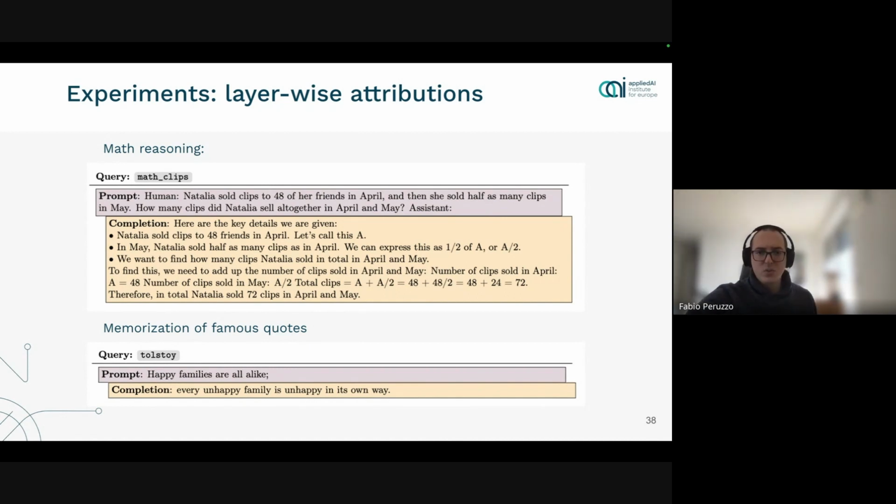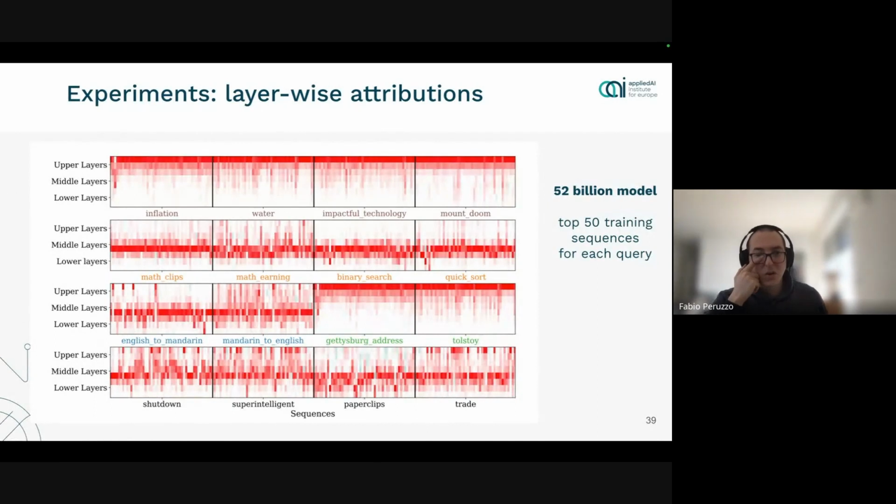What happens to the distribution of influences across the layers of the model? So what do we have here? Each single box is a different query. So we find inflation here, water, Mount Doom, then we have Tolstoy here, and then we have our shutdown query that we discussed earlier, this existential crisis for the LLM, and also the trade query, which was the one, would you be willing to trade safety for usefulness?